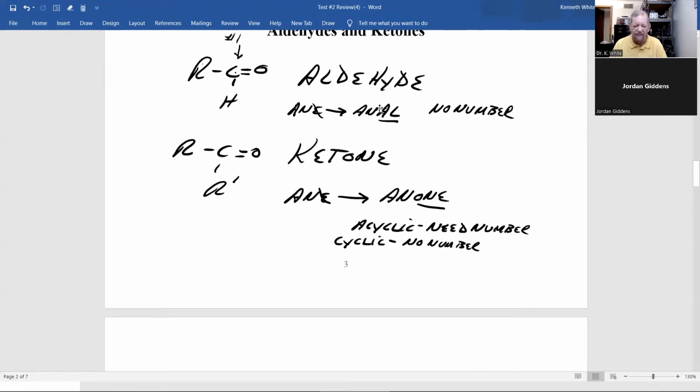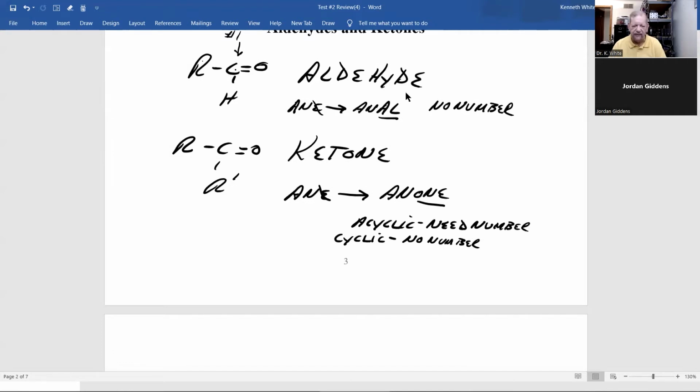For a ketone, what do you have? You have a carbonyl, an R group, and R prime. For cyclic or acyclic, find the longest chain with the carbonyl carbon, or the ring, name it as an alkane or cycloalkane, drop the E, add ONE. For acyclic, not in a ring, you need a number: the lowest number for the carbonyl carbon. For a ring, no number, because the carbonyl carbon is always number 1.